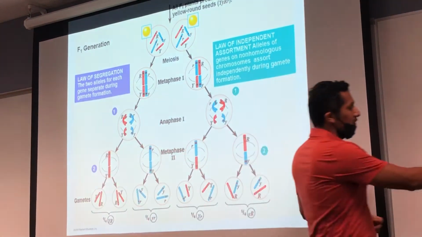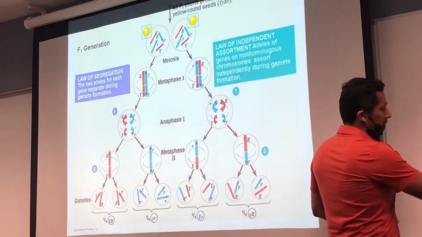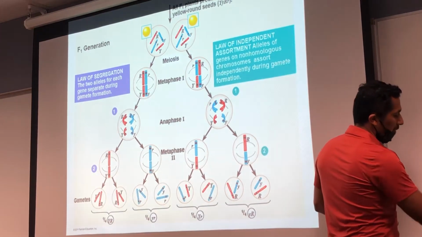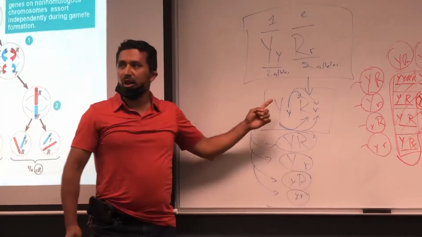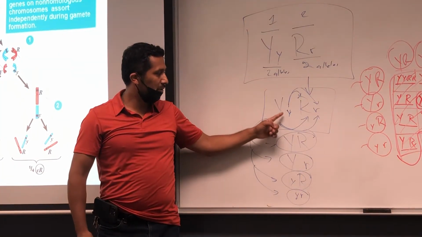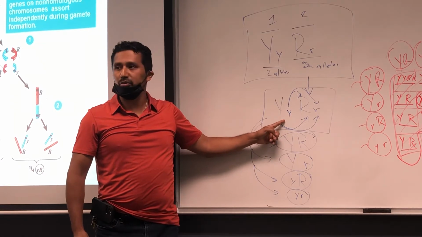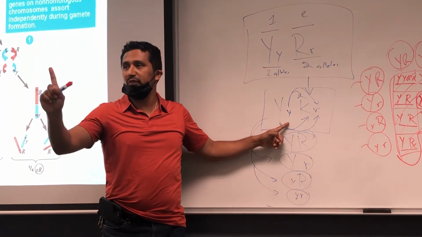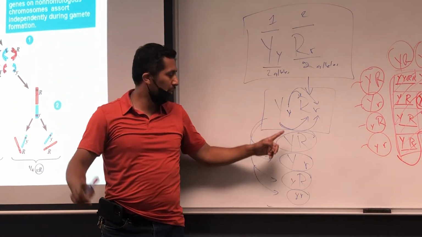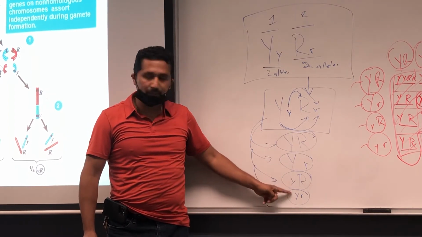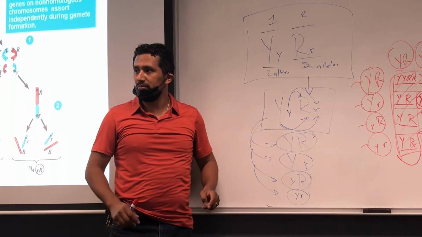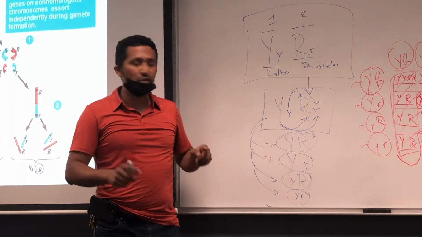So if you have this genotype, you can give that, or that, or that, or that. Law of segregation, right here. You have these two alleles, big Y, little y. You can only give one to your offspring. So you will either give the big Y or give the little y. Law of segregation. Okay? Law of independent assortment.